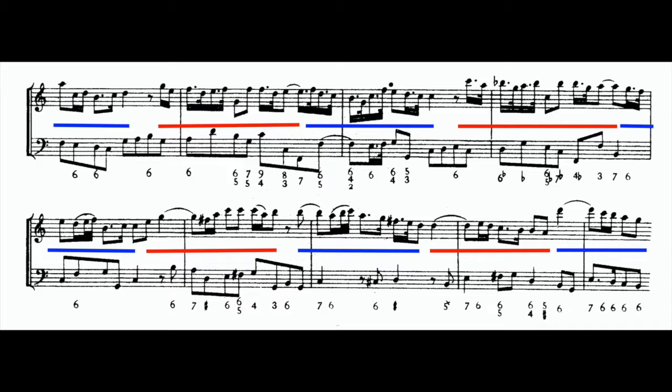And now the blue one, let's go from one line to the other. Put a trill upon A and a trill upon F sharp. I repeat. Sorry.